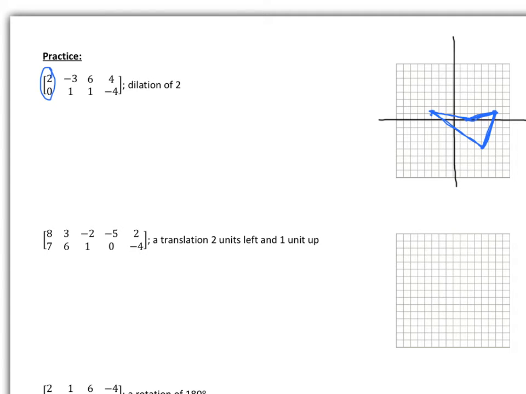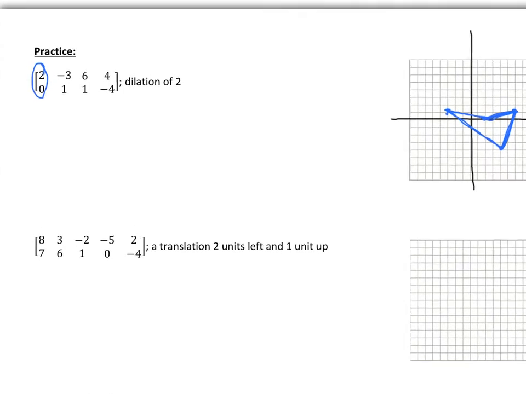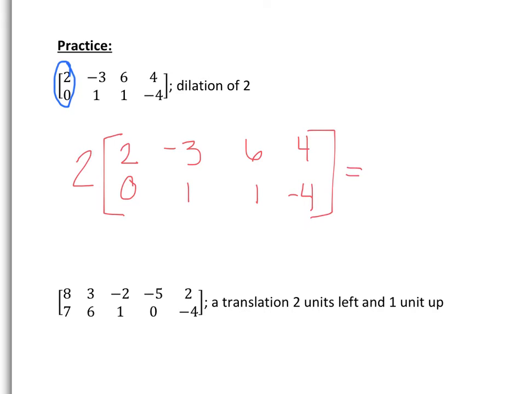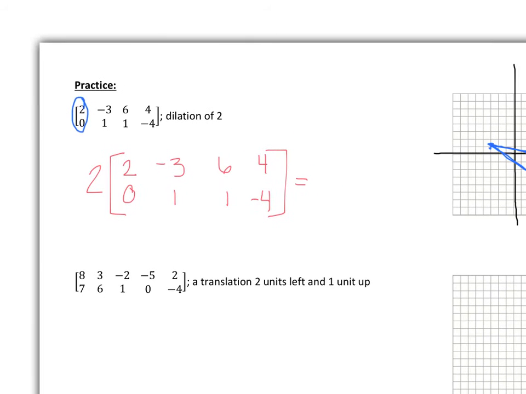So based on the front, if we're dilating, if we're changing the size, what's our operation? We're going to multiply it. Do we multiply it by matrix or by what? We're going to multiply it by 2. So take 2 and we'll multiply it by that matrix. So what's that resulting matrix going to be?